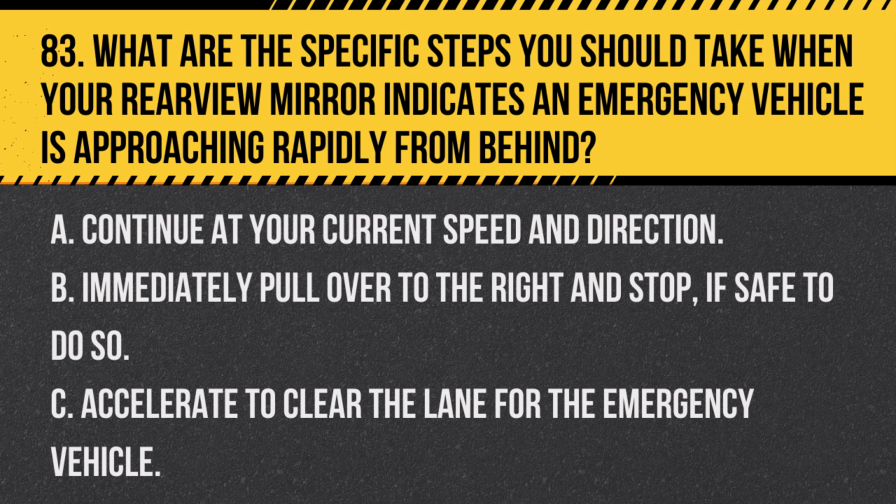Question 83. What are the specific steps you should take when your rearview mirror indicates an emergency vehicle is approaching rapidly from behind? A. Continue at your current speed and direction. B. Immediately pull over to the right and stop, if safe to do so. C. Accelerate to clear the lane for the emergency vehicle. Answer: B. Immediately pull over to the right and stop, if safe to do so. This action clears the way for emergency responders.